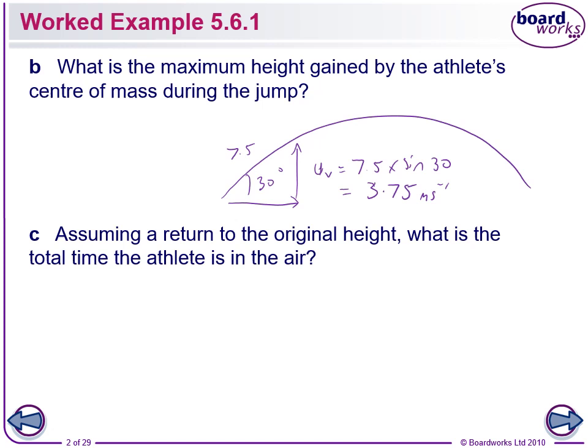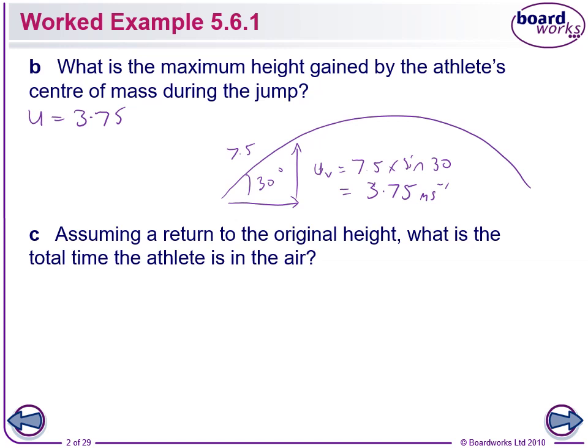Now remember, when you're doing a projectile motion problem, it is really good to write down the letters that we know and the letters we want to know. So, we know u, what we would call u in our suvat equations. And remember we are just in the vertical plane here. u is 3.75. What else do we know?